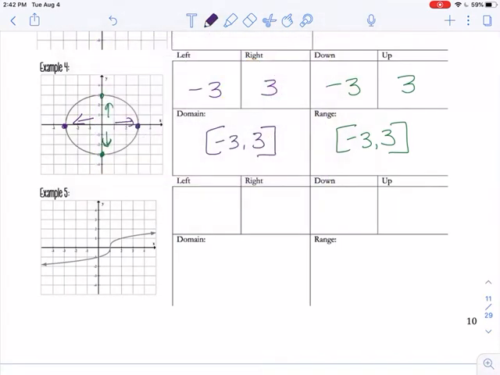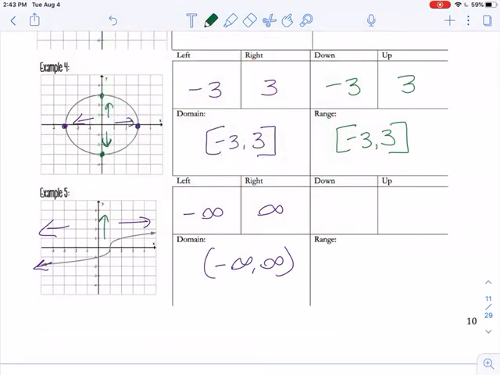Example 5. So now my domain, I'm looking left, right. So this goes up forever and ever, that's infinity. I look to the left, look at my arrow, I'm going forever and ever, that's infinity, so infinities are easy.